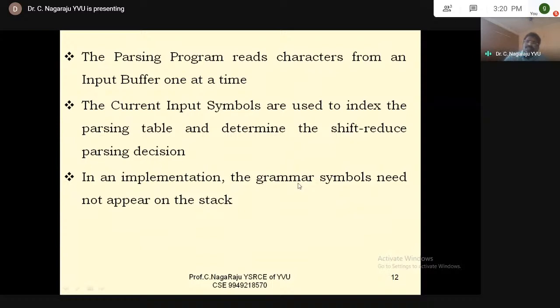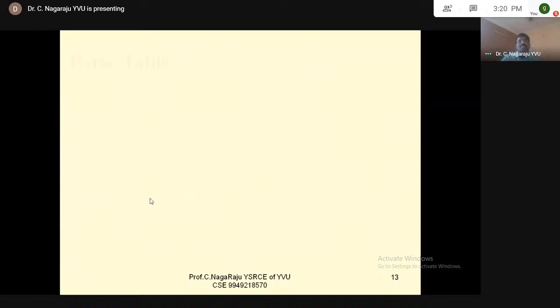In an implementation, the grammar symbols need not appear on the stack. While you are implementing it, the grammar symbols may be eliminated from the stack; we can have only states in it. Now suppose you see the parse table. What do you mean by the parse table? What is the function of this, right?